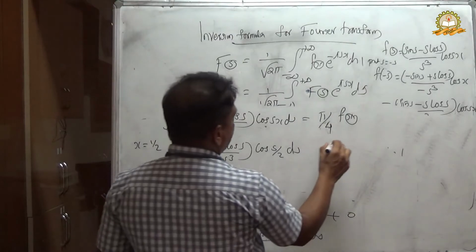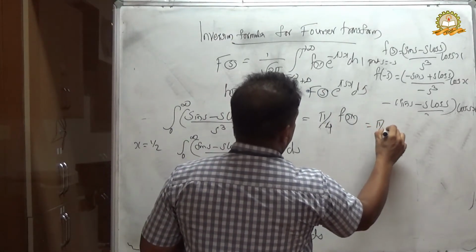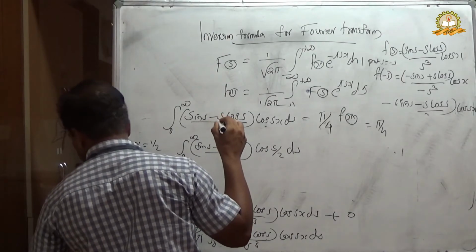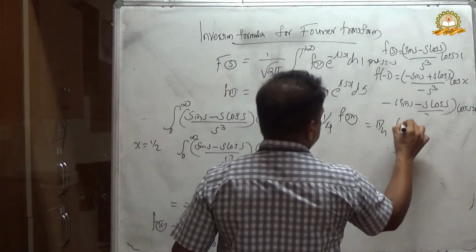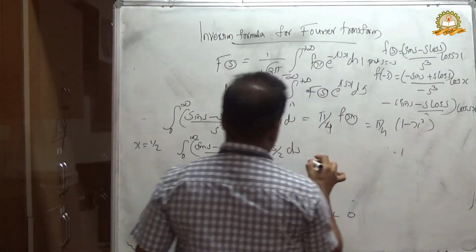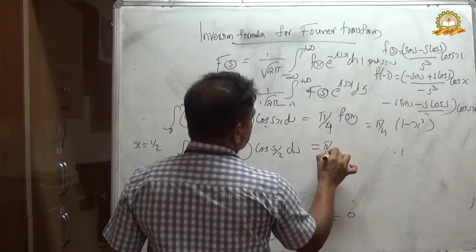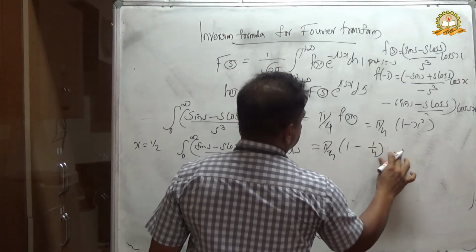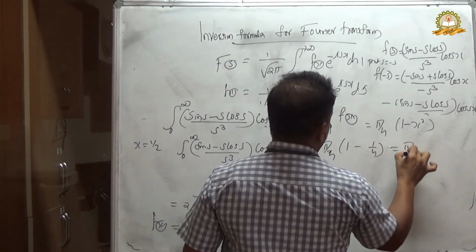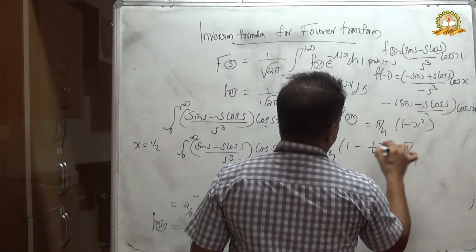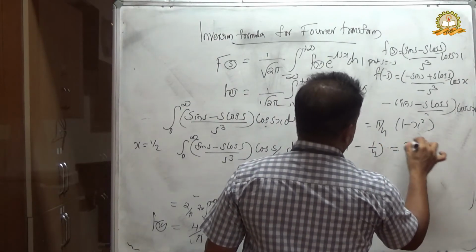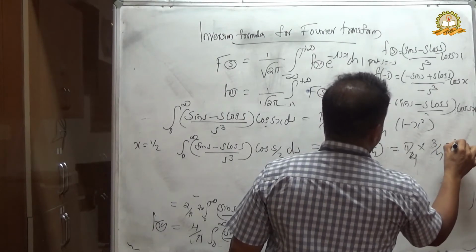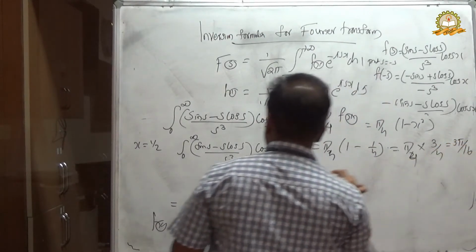Therefore, pi by 4 into our function, which is 1 minus x square. Pi by 4 into 1 minus x square. So, pi by 4 into 1 minus 1 by 2 square, 1 by 4. That is pi by 4 into 3 by 4, that is 3 pi by 16.